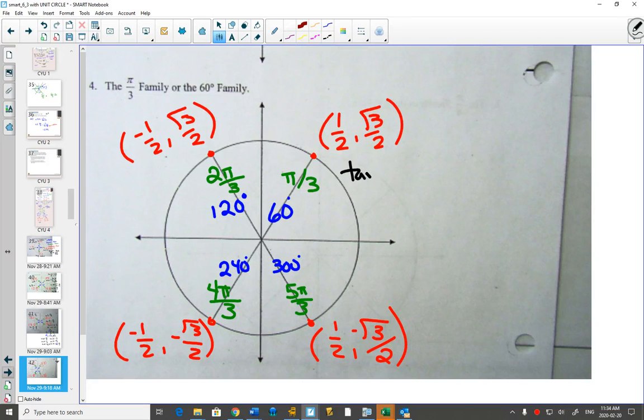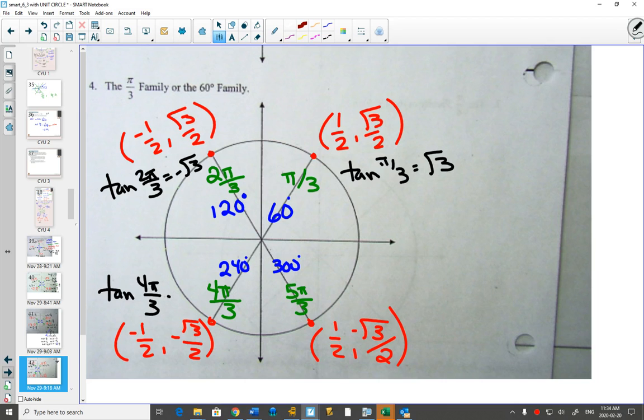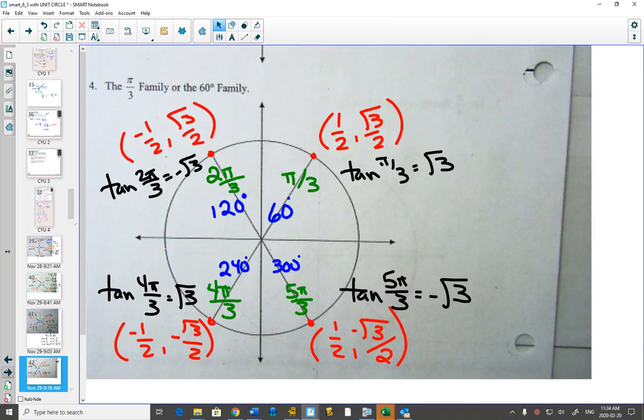Finally, tan of pi over 3 is root 3. Tan of 2 pi over 3, negative root 3. Tan of 4 pi over 3, root 3. And tan of 5 pi over 3, negative root 3.